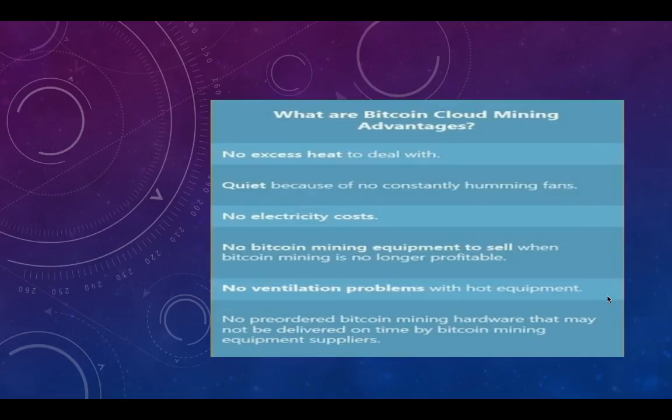So the advantages of Bitcoin cloud mining: you've got no excess heat to deal with. It's quiet because there's no constant humming of fans in your house, right? You're not having to pay electricity costs. You're not having to worry about selling mining equipment when it's no longer profitable. Maybe it's always going to be, as they say, to some degree. Maybe it's not. And you're not worrying about the ventilation problems. Basically, you don't have to deal with the headaches of having something physically at your house, right?